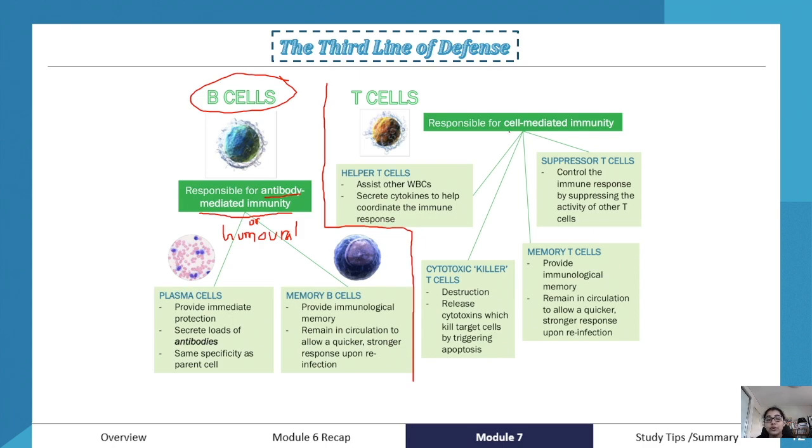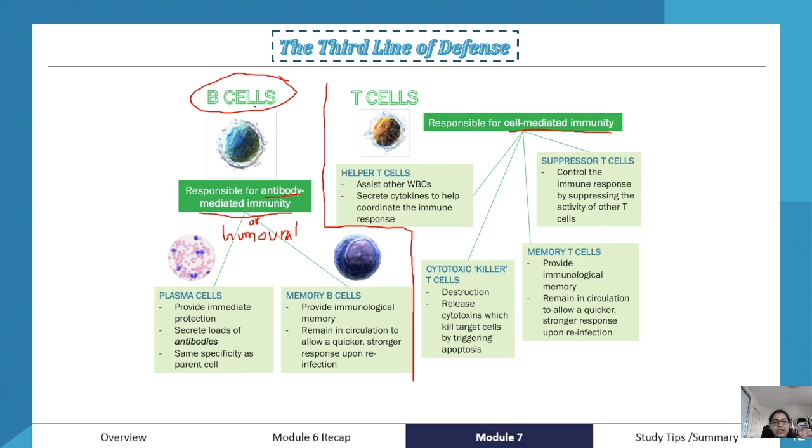I'm going to go through a schematic of what happens in each, but just give me 1 second. I promise we'll get through it. But first, you need to know what these players are. So with B cells, there are 2 main players. B cells differentiate into plasma cells and memory B cells. T cells are responsible for cell-mediated immunity.